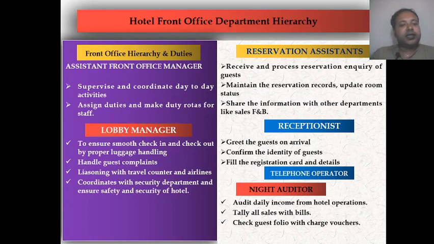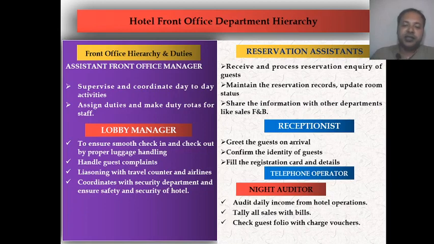And consequently, regarding front office hierarchy and duties, the assistant front office manager supervises and coordinates day-to-day activities, assigns duties, and makes duty rotas for the staff. They can also make the duty roster for the mid-level and first-level employees. The reserve and lobby manager ensures when the upcoming guests and advance reservation guests will arrive, how they will be treated, and what types of facilities would be given by the hotel authority.